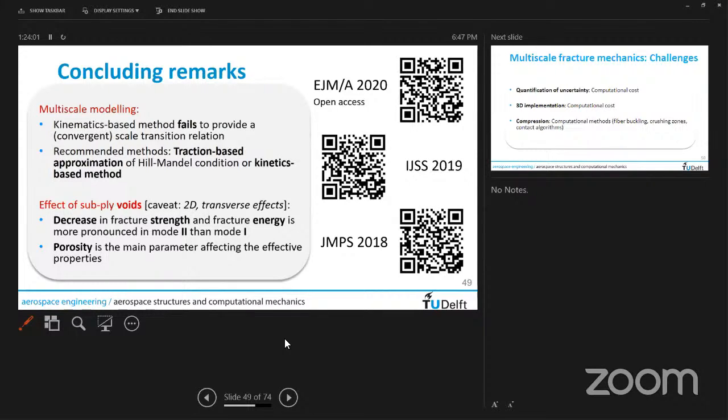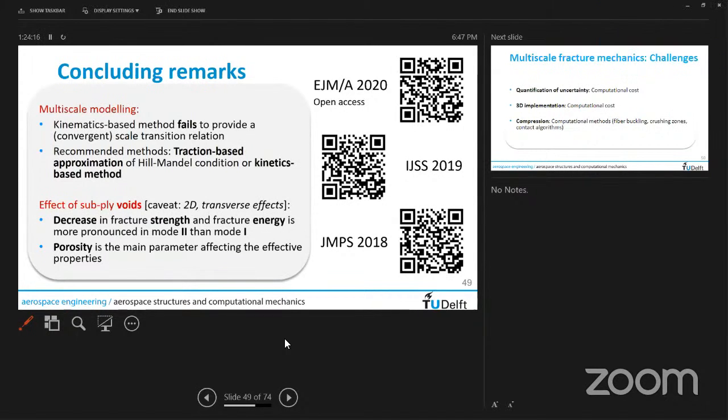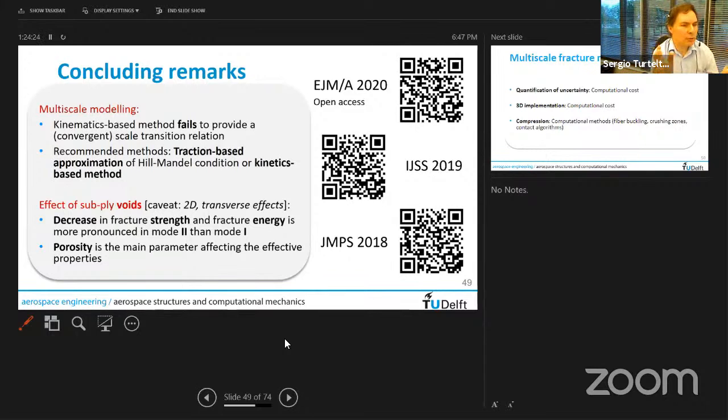Vikas is interested to know what is the Hill-Mandel condition in the traction-based approximation, its accuracy, and which parameters it follows. Could you repeat the question? What is the Hill-Mandel condition in the traction-based approximation? It's the same one.